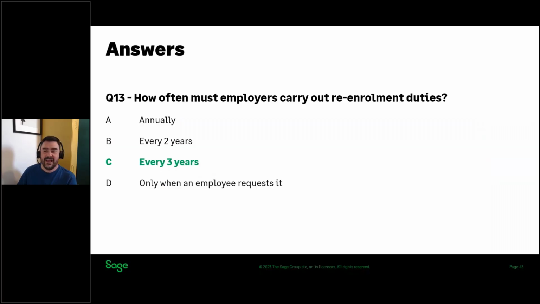The answer there is indeed every 3 years. So originally this was called triennial re-enrollment, but they did change that name to cyclical re-enrollment a few years after that. So every 3 years is when you need to put your employees back into the pension scheme if they previously left or opted out.